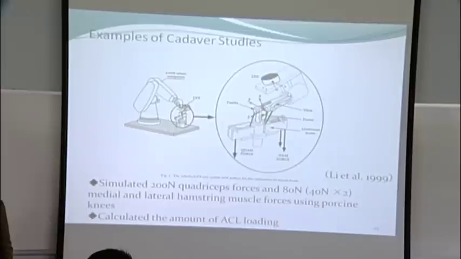This is a cadaver knee from pigs. They simulated 200 Newton quadriceps force and 80 Newton medial and lateral hamstrings force using pig knees. This is simulating the quadriceps muscles force, and these wires are simulating hamstrings force. They calculated the amount of ACL loading with only quadriceps muscle force or quadriceps and hamstrings muscle force at the different joint angles.